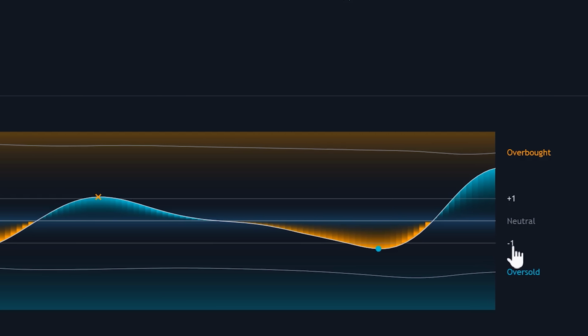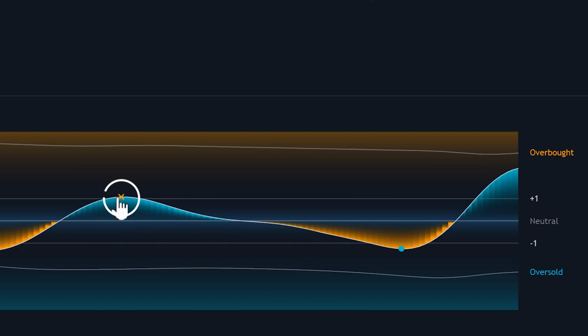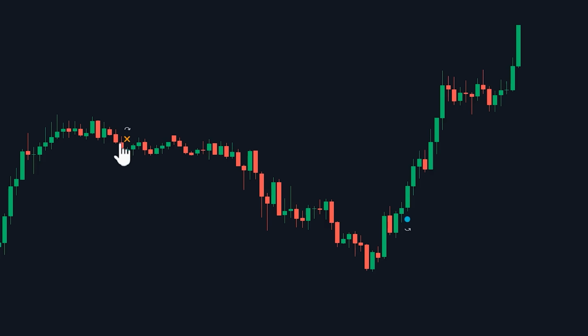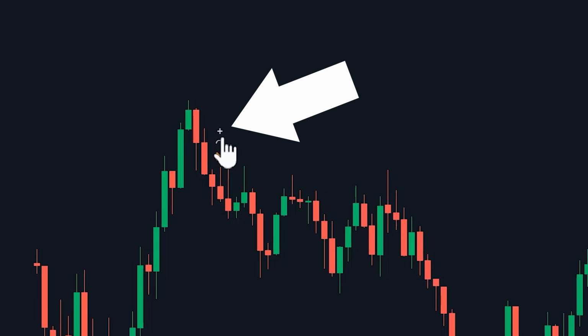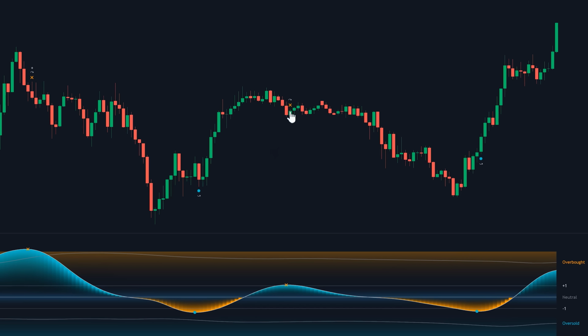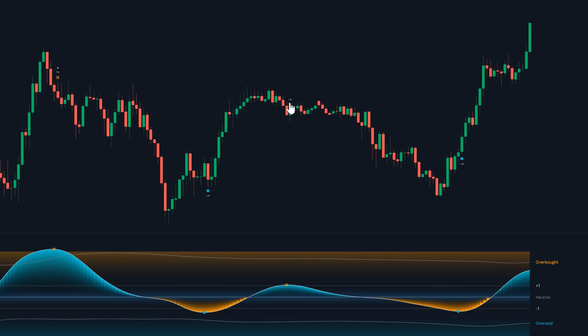So whenever the oscillator crosses above the upper threshold, you're gonna get a similar signal to the strong mean reversion signals, but these signals are not gonna have the plus sign at the top and bottom, which tells you that even though it's a reversion signal, it's a weak or a simple mean reversion signal.